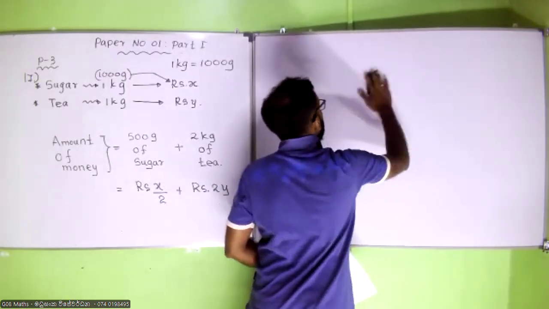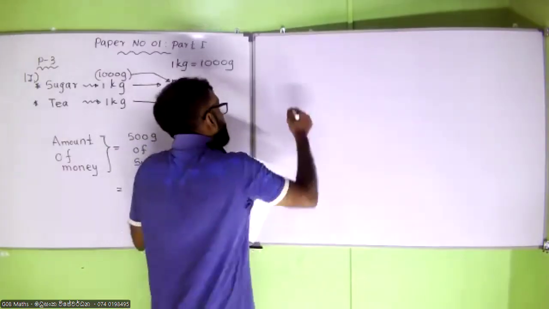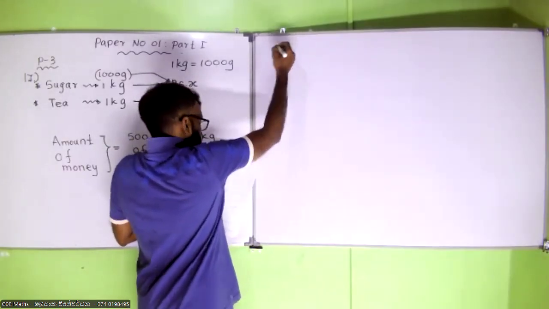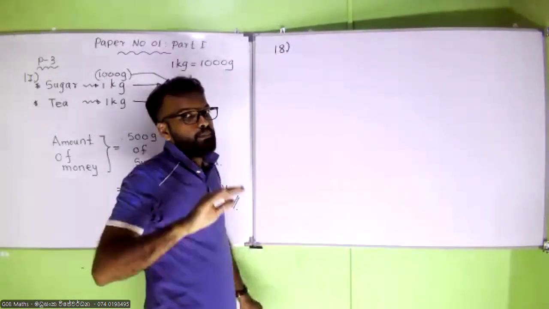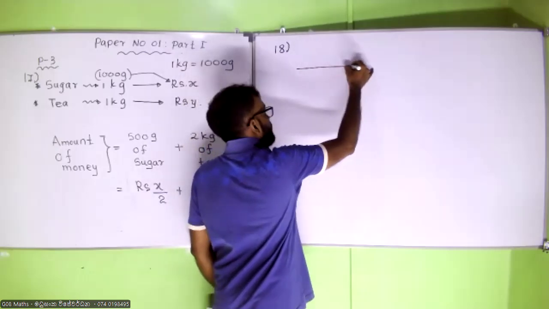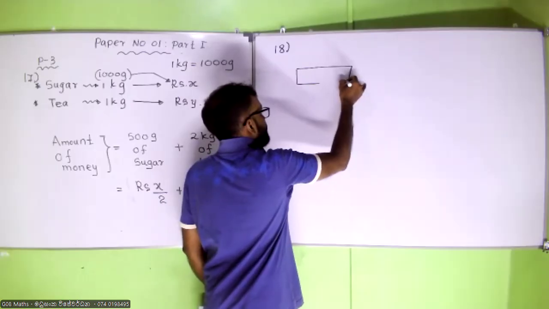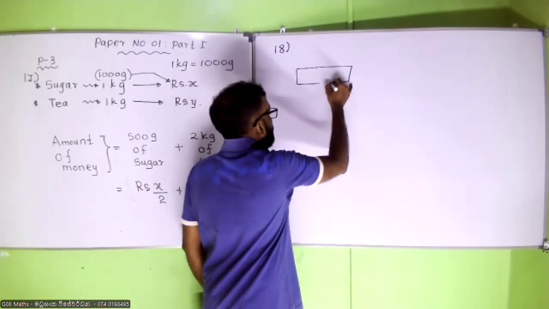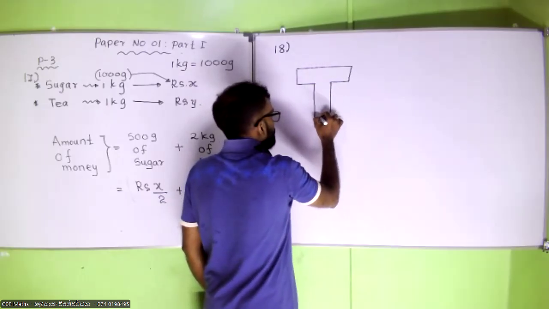Right, let's move to the 18th one. Find the perimeter of the given figure. What is in the image? There is some kind of a letter called T, right? T-shaped figure.